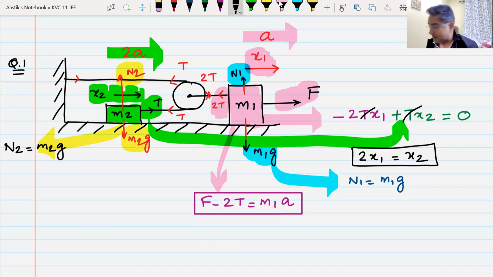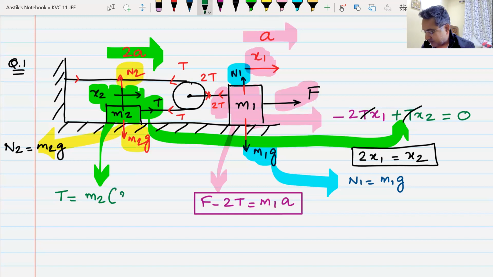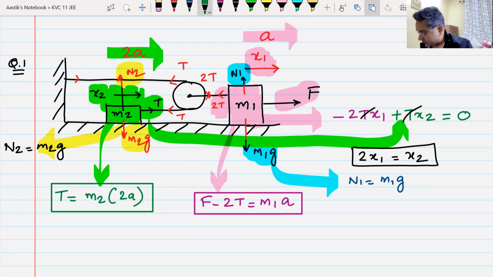Let us come to the equation which matters most. The equation which matters most is the green equation. T is forward, there is nothing on the back side, and the acceleration is forward. What is the green equation of this block? T is equal to 2m2a. The green equation is T equal to m2 multiplied by 2a, because the acceleration is 2 times a. It's a very simple manipulation. You just multiply equation number 2 by 2 and then add it, and you will end up with the answer.